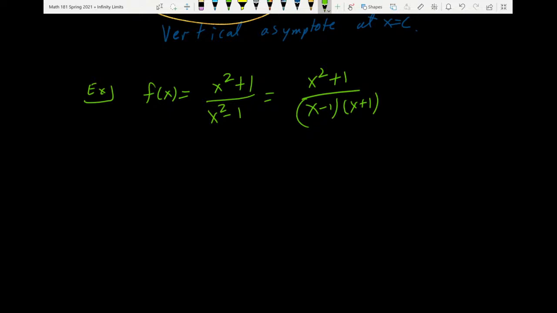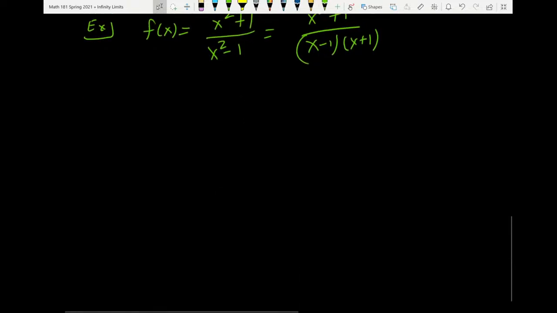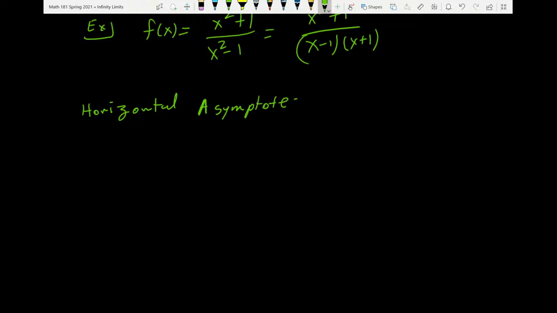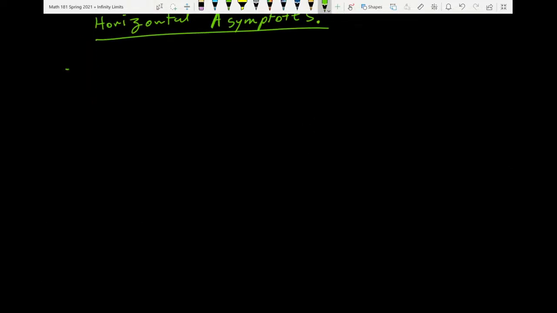Okay. We're going to look at horizontal asymptotes. That's the one we're going to see in this class a lot, and these are the type of questions we're going to see on the test. So let's look at it. Let me give you the theorem, and this is also kind of very trivial.